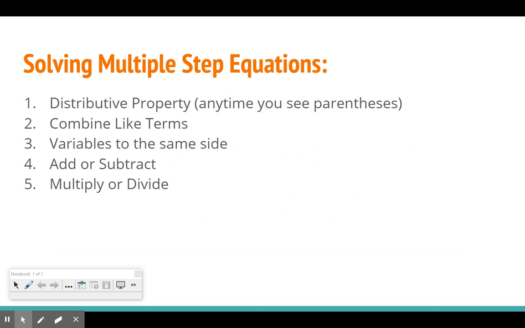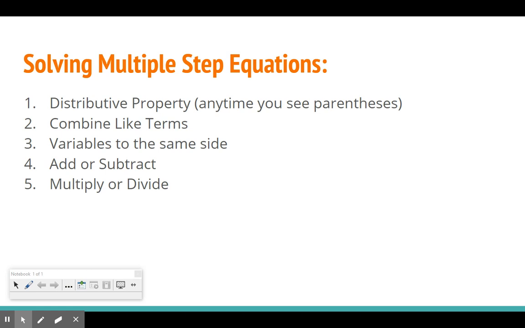So on your notes, I would write these 5 steps down, right? And these are the steps that I kind of go through when I'm solving a multiple step equation. Other teachers might recommend doing different things, but I like having a step-by-step process and just something that I can kind of check off in my brain as I'm going through multiple step equations.